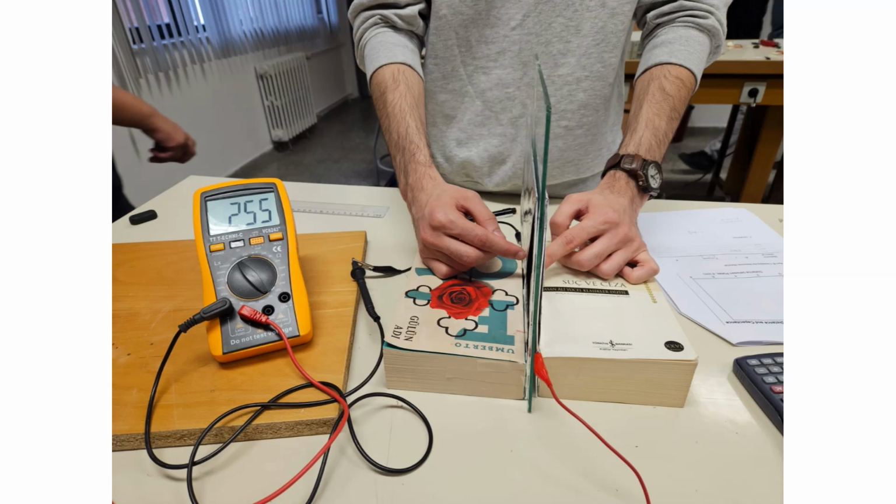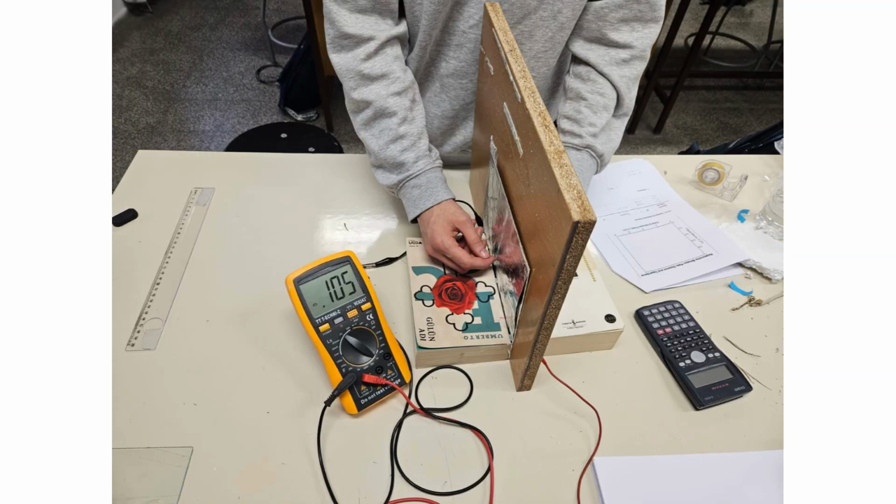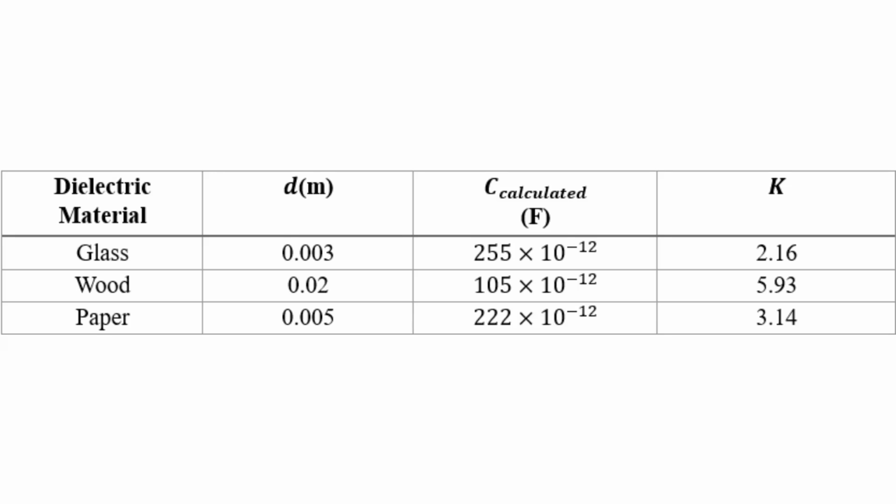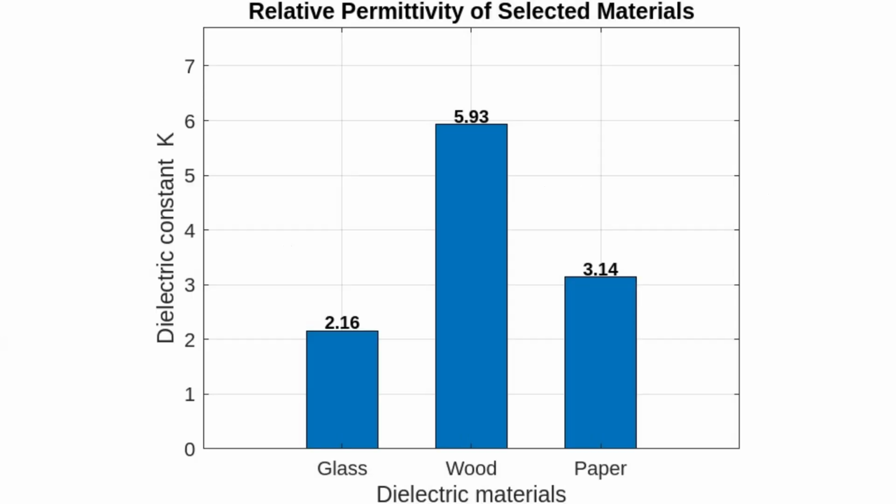In the second part, we will observe different materials between the plates. For example, this is glass. This is wood. And here are a bunch of papers. Here are the results for the second part. Here is the graph for the second part.